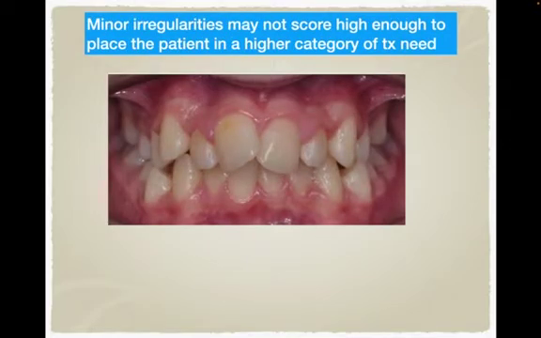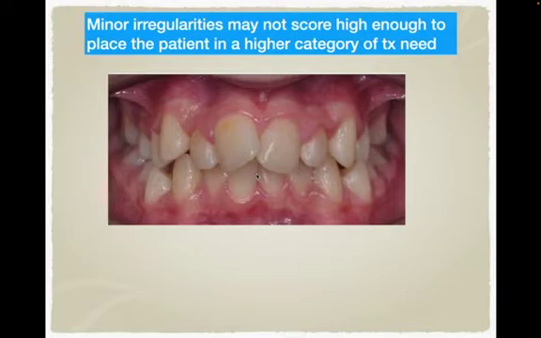And minor irregularities may not score high enough to place the patient on the treatment. So it's kind of the opposite. If you can see this patient, he needs treatment. He has crowding. But if you go to the contact point displacement and try to measure it, you find, for example, the maximum one is 3 millimeters. So that gives him a 3D.